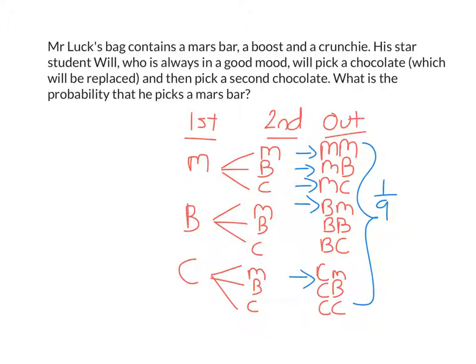So, the probability that he gets a Mars bar: there are 5 ways this can happen out of 9 total outcomes. That's the answer to our question. The probability that he gets a Mars bar is 5/9. Again, that would have been really hard to find if we didn't have this tree diagram.